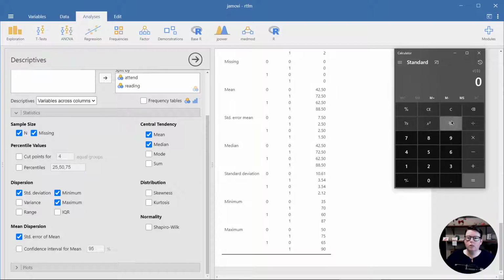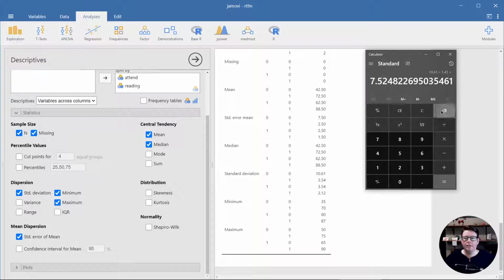Clear. 1.41. So 1.41. Yeah, there we go. 7.52. I don't know why. I guess I don't know how to get that to work in the calculator.